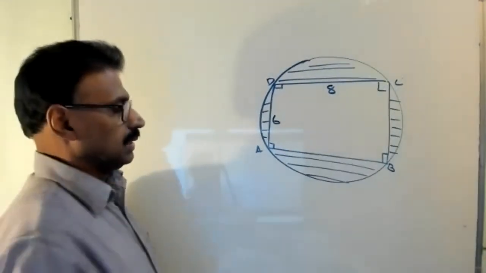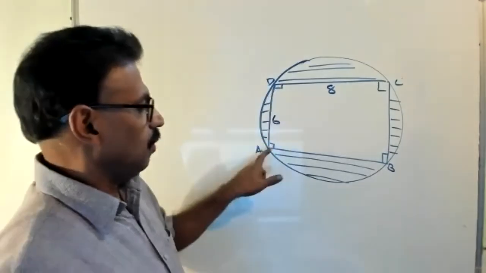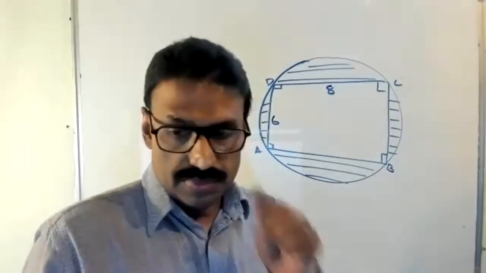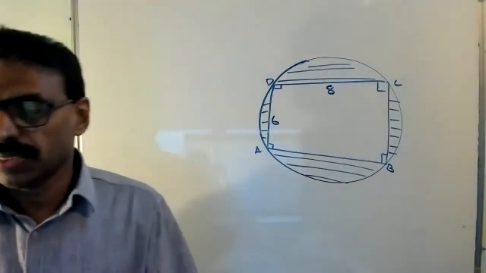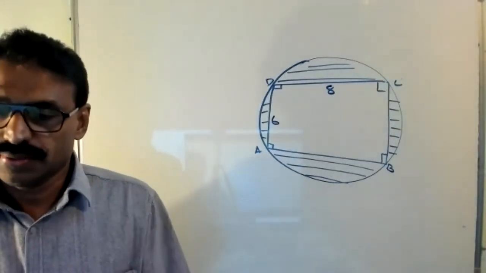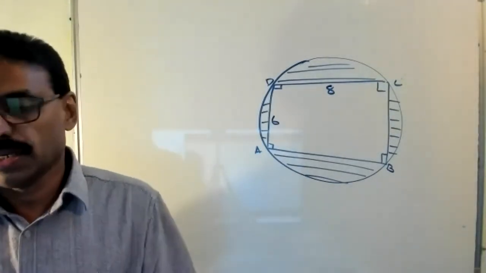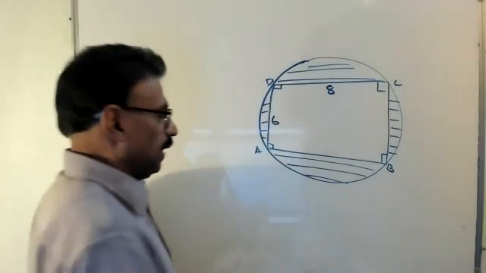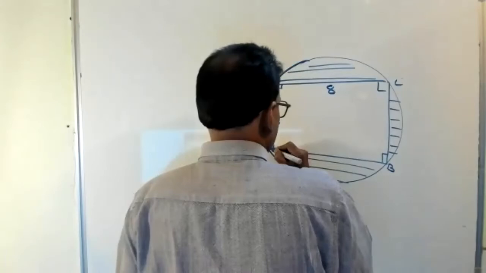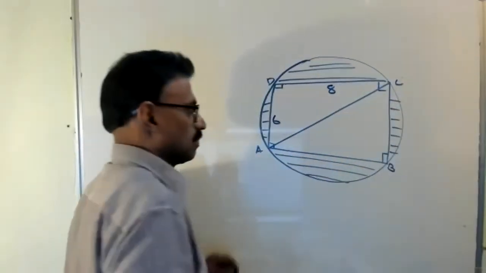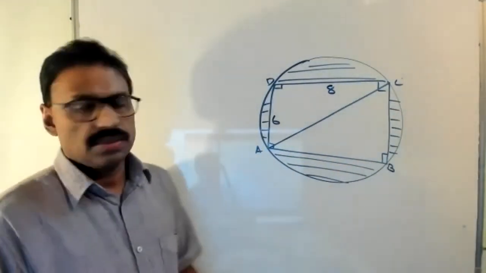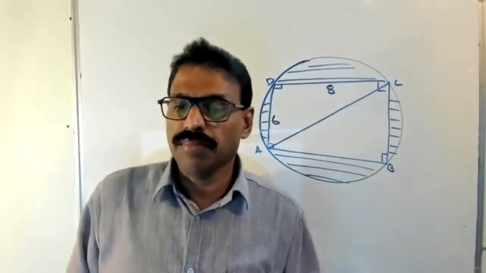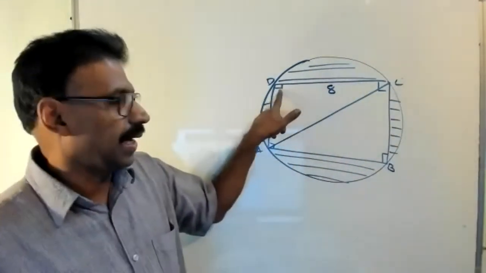Look, listen here. All angles 90 degrees. So what is this one? All angles 90 degrees means what? It is a rectangle, right? Hello, it's a rectangle. Clear or not? Then join AC. Then that is the diagonal. At the same time, it's a diameter. Why? This angle is 90 degrees.